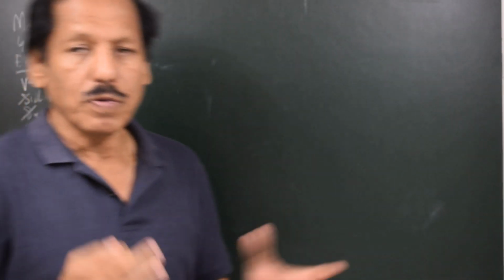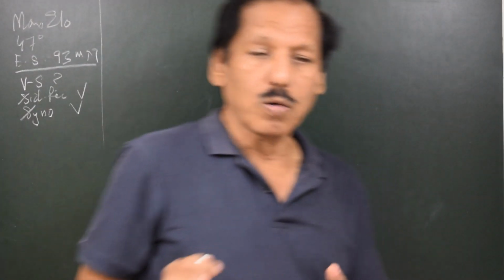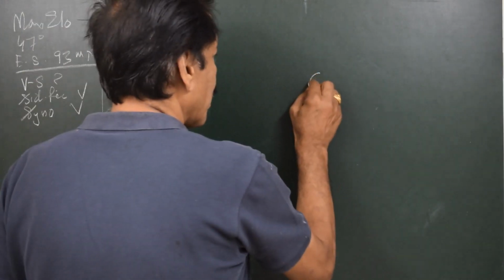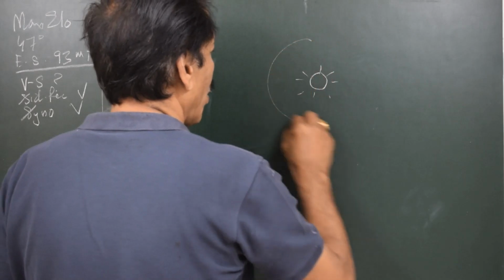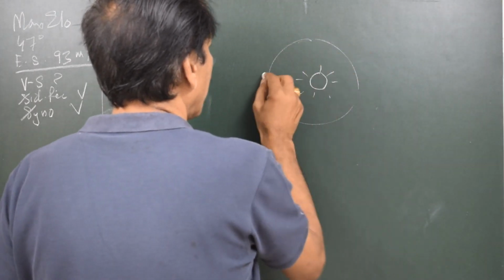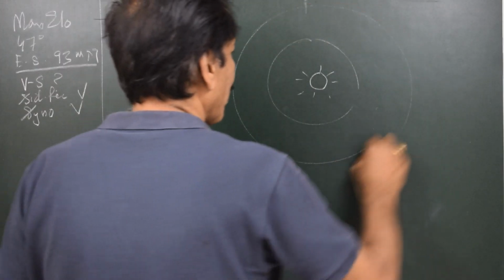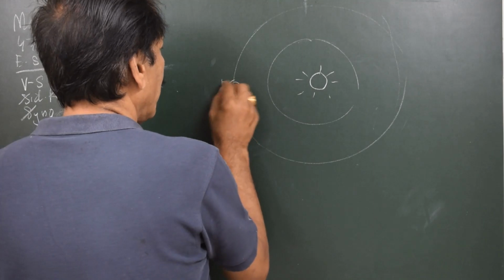In my last video we discussed what is sidereal period and what is synodic period. When we do this question, it is assumed that the orbits are circular and coplanar. So let us say here is Sun, this is the orbit of Venus, and this is the orbit of Earth. Let us assume that Earth is over here.